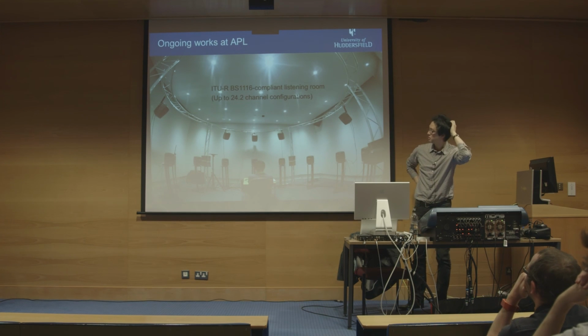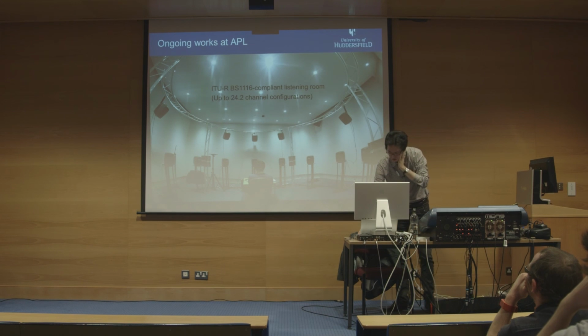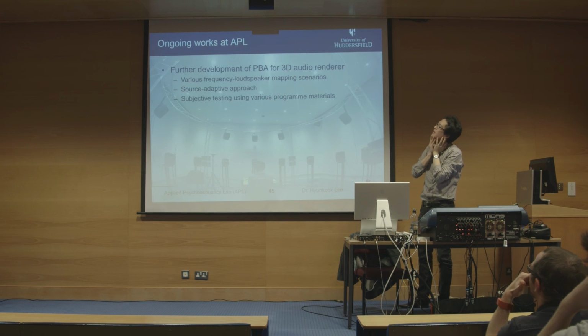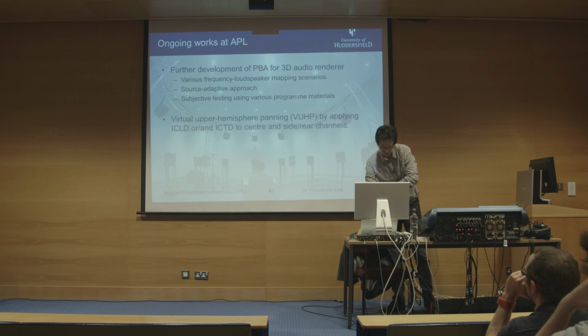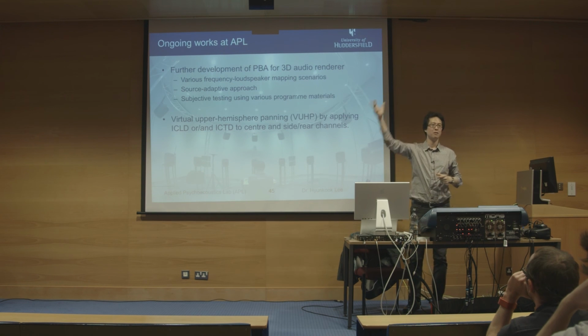This is our newly built listening room. It's capable of up to 24.2 3D reproduction. We've been doing some experiments in this room to further the development of PBA for a 3D audio renderer, and using the phantom image elevation effect, we can actually have some panning in the virtual upper hemisphere. Once you have this image above you, you apply some delay or level difference between two speakers, and the image goes like this in a circle.